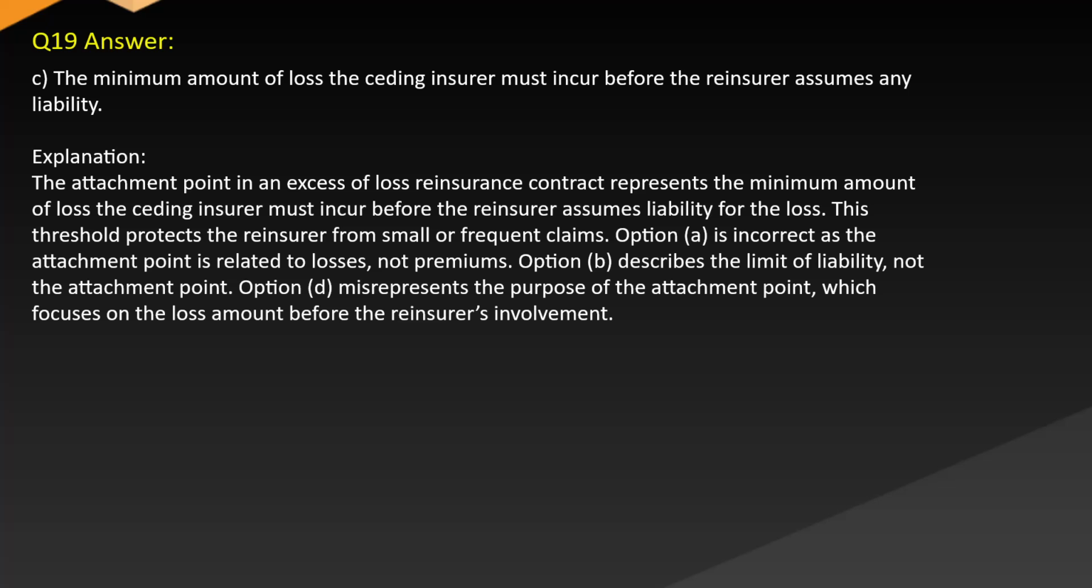Option A is incorrect as the attachment point is related to losses, not premiums. Option B describes the limit of liability, not the attachment point. Option D misrepresents the purpose of the attachment point, which focuses on the loss amount before the reinsurer's involvement.